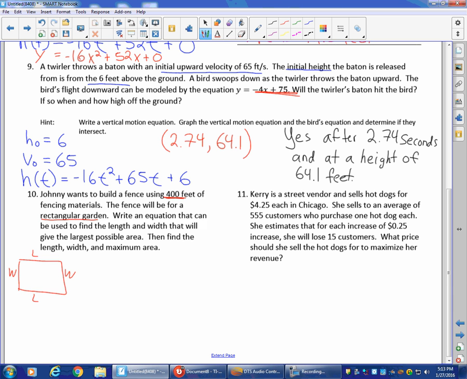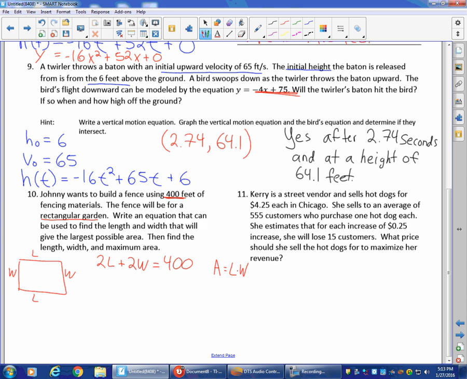And I want to double check in the problem to see if we're removing a side or not using all of a side. It doesn't give us any restrictions, so we assume that we have 2 lengths plus 2 widths, and that equals our perimeter of 400 feet of fencing material. Well, we also have the equation: area equals the length times the width.